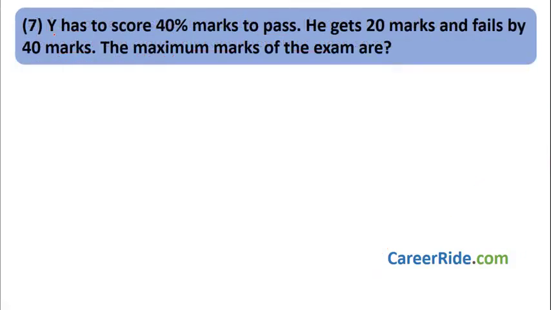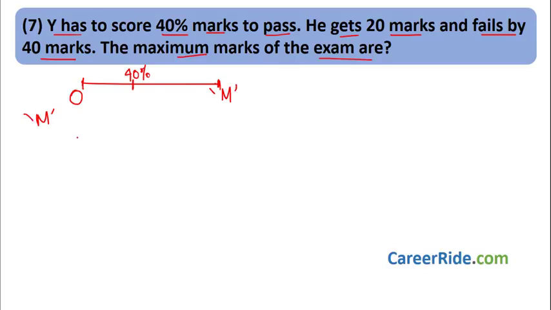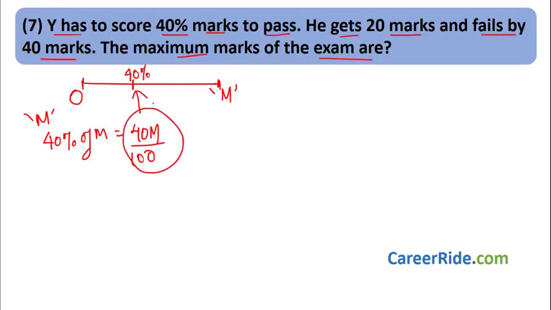Moving to next question. Question number 7. Y has to score 40% marks to pass. He gets 20 marks and fails by 40 marks. The maximum marks of the exam are, let's see how to solve this. Let's say the maximum marks of the exam are M, and this is 0. Now to pass 40% marks are needed. So this is, let's say, 40%. If M is the total marks, then what is 40% of M? 40% of M. So 40 M upon 100, right? This is 40 by 100 multiplied by M. So these are nothing but passing marks.